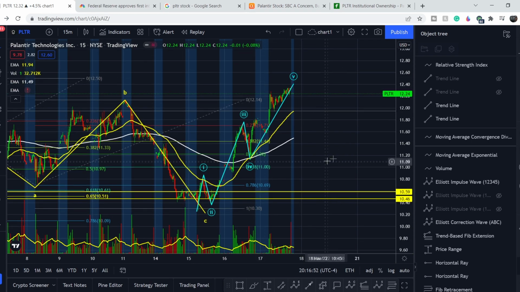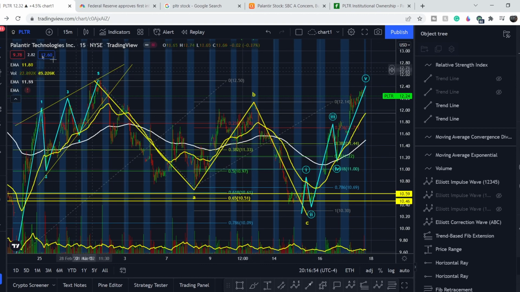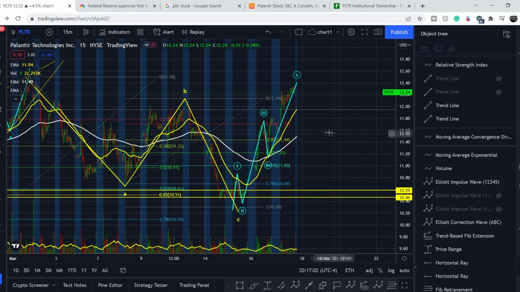And if it is the case, most likely we might hit this range, the $12.5, and from this range we might have a trend reversal. And when it happens, it will be the next potential range where you could accumulate your position.